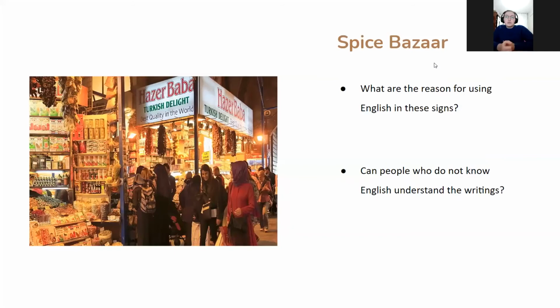And the third picture is from Spice Bazaar. And the teacher shows this picture. It's a spice store, and asks, what are the reasons for using both English and Turkish? What are the reasons for using English in these signs? And can people who do not know English understand these writings?